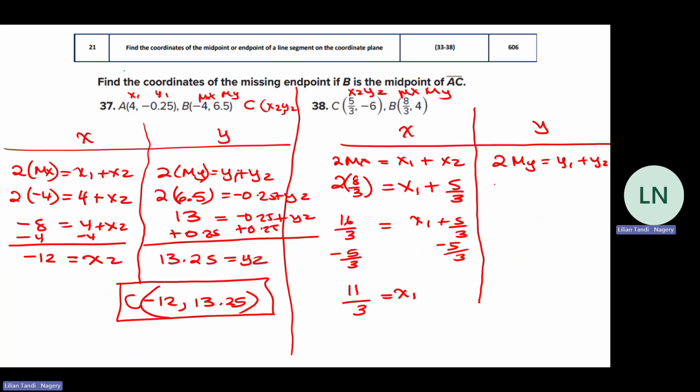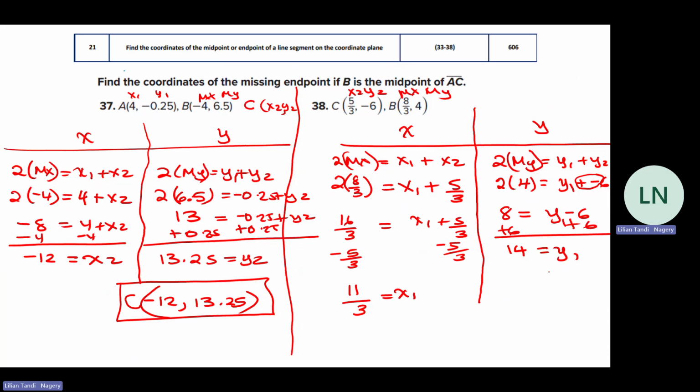Okay? And then you have 2my. Your my is 4. Make it in parentheses. Okay? And then this is y1. I don't have it. I have y2, which is negative 6. So this is 8 equals y1 minus 6, because a positive multiplied by a negative is a negative. Plus 6, plus 6, this is 14 equals y1.